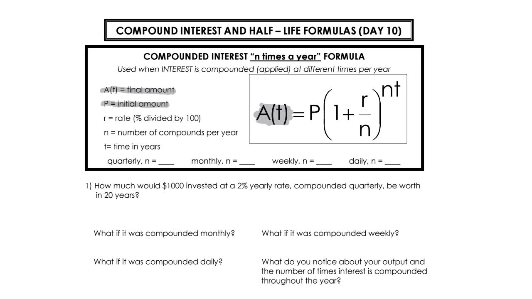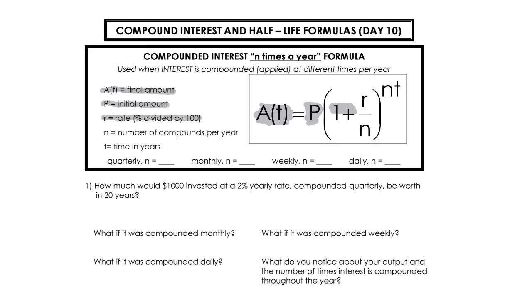Your P is your initial amount. When we use the other formula, y equals a b to the x, this used to be an a. But in this formula, they call it a P, and that's your initial amount. Your r still represents your rate, and remember that you have to move the decimal place over if it's a percentage to turn it into a decimal, or you could divide by 100.